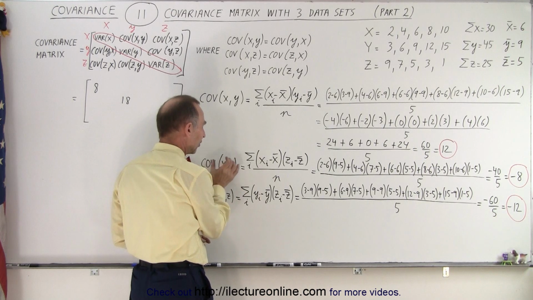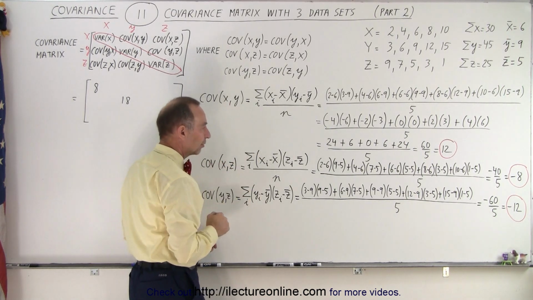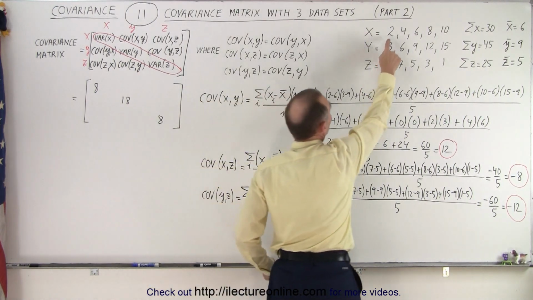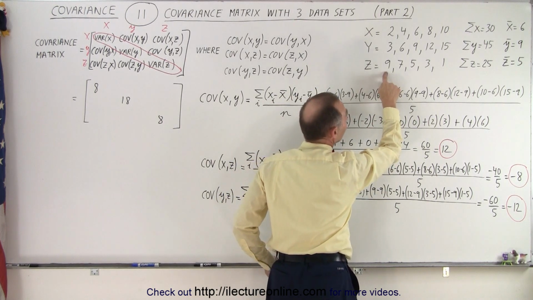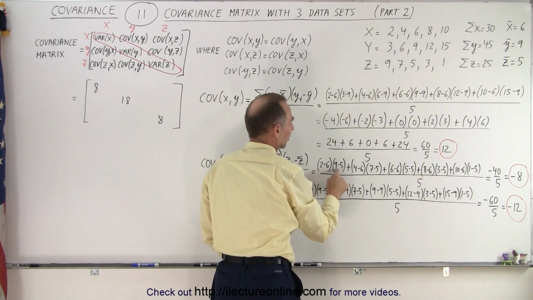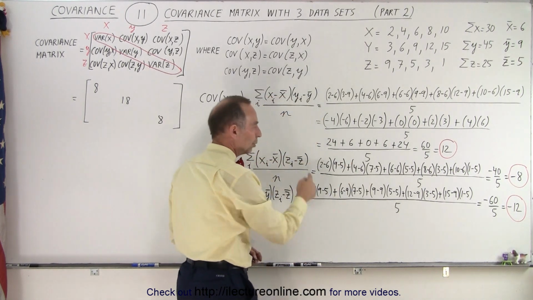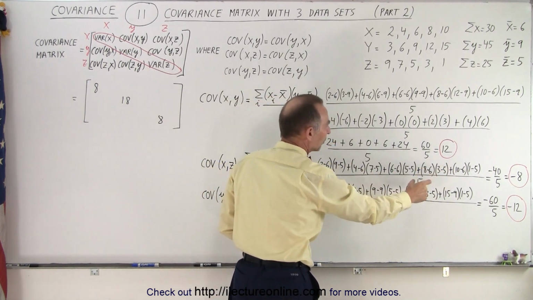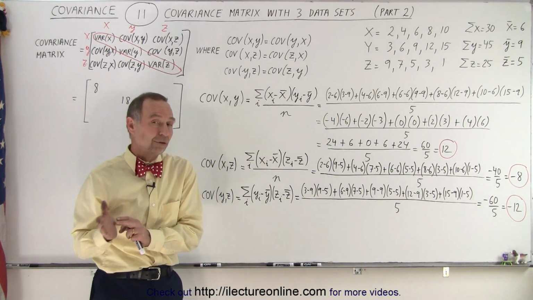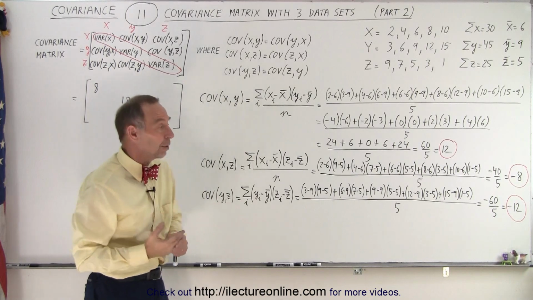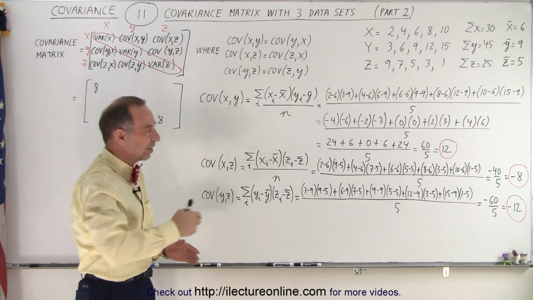So in this case, we compare X and Z, and here we compare Y and Z, to find the three covariances. Again, it'll be the first element, 2 minus the average, 2 minus 6, multiplied times 9 minus 5, that's the first element minus the average of the elements in the data set Z. We do that 5 times, add them all up, divide by 5, and we get a negative 8. Remember that a covariance that is negative indicates that one data set will be increasing while the other data set is decreasing.